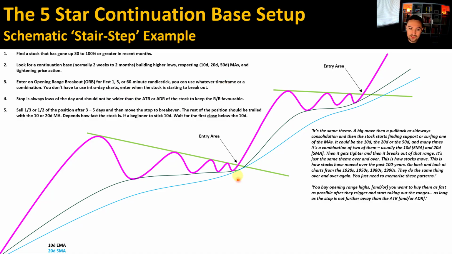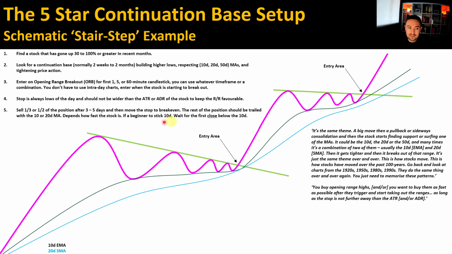Enter when the stock is starting to break out. Stop is always the lows of the day and must not and should not be wider than the ATR or ADR. Don't worry, I'll explain all of this, to keep the risk versus reward favorable. Sell 1/3 or half of the position after 3 to 5 days and then move the stop to break even. The rest of the position should be trailed with the 10 or 20-day moving average. Depends how fast the stock is.